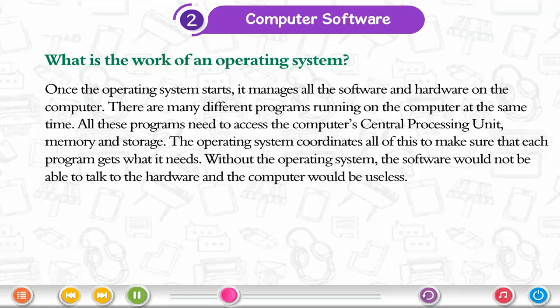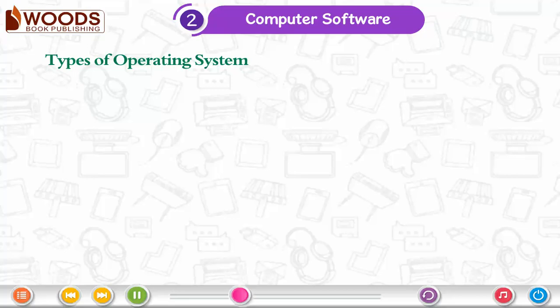Once the operating system starts, it manages all the software and hardware on the computer. There are many different programs running on the computer at the same time. All these programs need to access the computer's central processing unit, memory, and storage. The operating system coordinates all of this to make sure that each program gets what it needs. Without the operating system, the software would not be able to talk to the hardware and the computer would be useless.